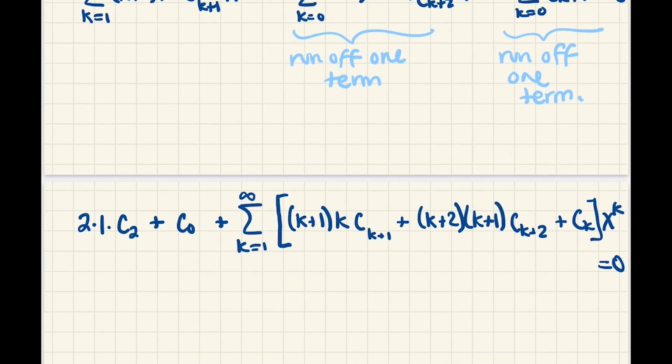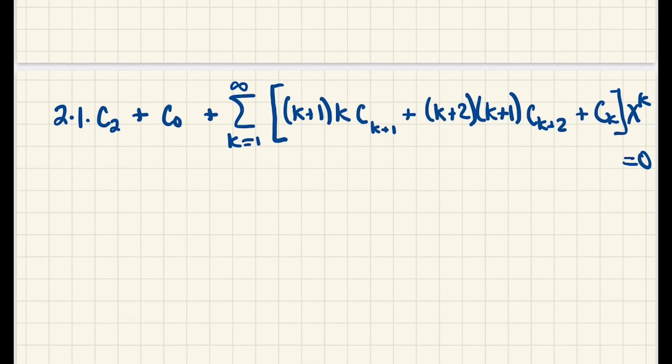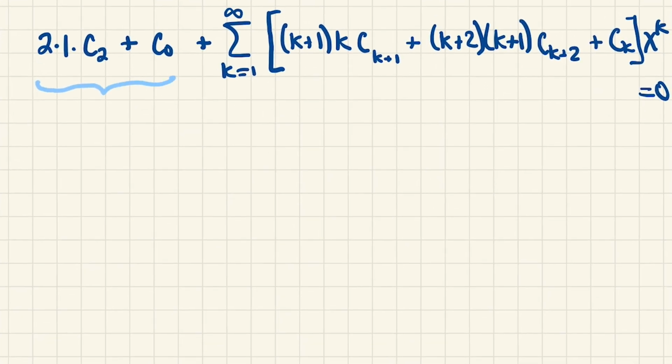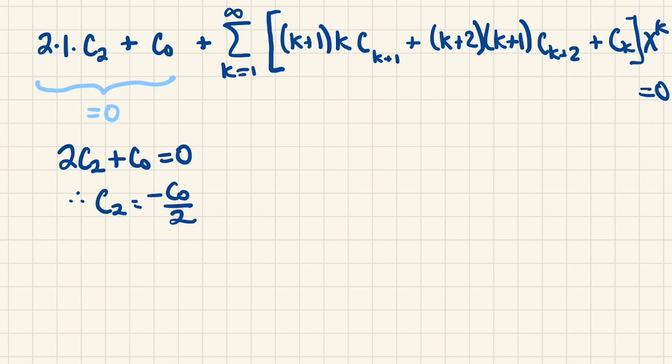All right, so it doesn't really matter what order we do things in, but we know this is going to equal 0. So we might as well get our c2 in terms of c0 here. We have 2c2 plus c0 is equal to 0, and therefore c2 is equal to negative c0 over 2. Okay, we'll worry about that in a minute.